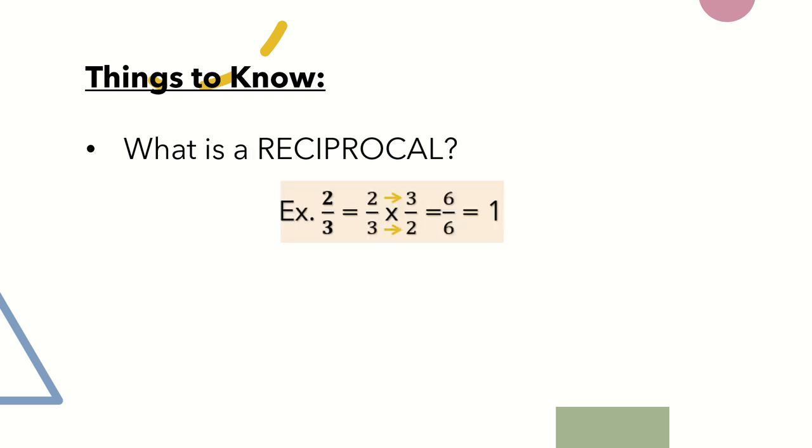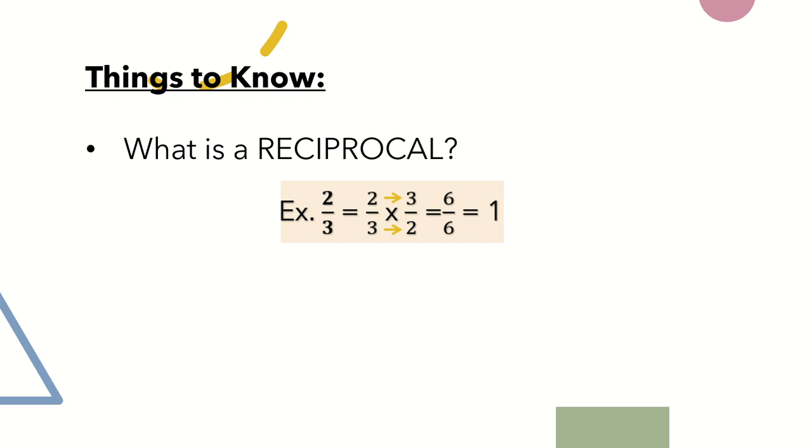Let's look at a couple of examples. Starting with 2/3, the reciprocal of 2/3 is 3/2. So my numerator becomes my denominator, and my denominator turns into my numerator. And anytime we multiply those numbers, it turns into 1: 6/6, which equals 1 whole.